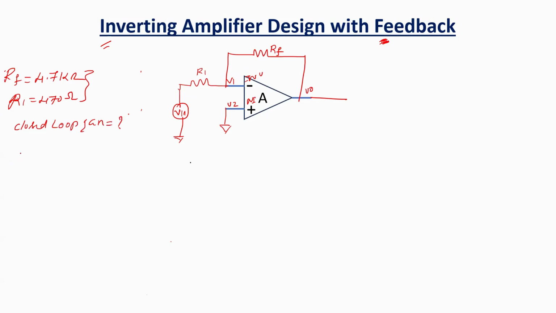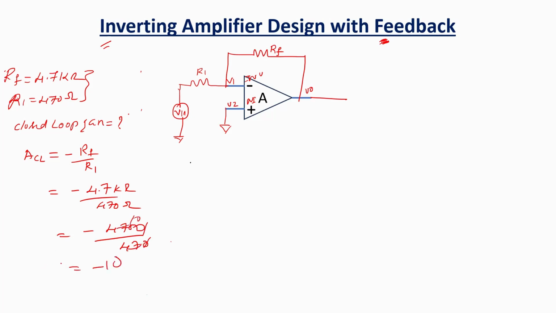We have deduced this equation for the closed loop gain with the feedback in the last video series. Please do watch that because it has been clearly explained how we have got the closed loop gain. ACL is equal to minus RF divided by R1. What is RF? It is 4.7 kilo ohms divided by 470 ohms. So 4700 divided by 470 comes to 10. So ACL is equal to minus 10. This is the closed loop gain of an inverting amplifier with feedback.